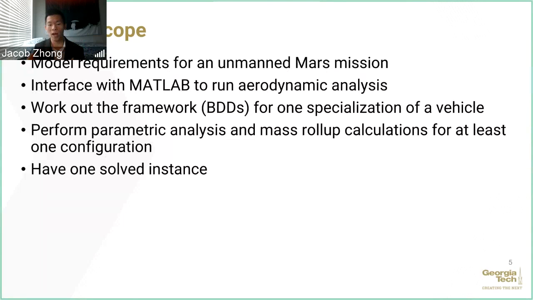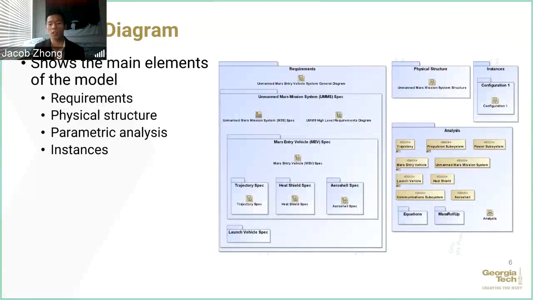And here we have a package diagram, which shows the main elements of the model. As you can see, there are four main packages. There are requirements, the physical structure, instances with the one configuration, and the parametric analysis. And as you can see within the analysis block, there are several subsystem blocks that encapsulate the main elements of the project.